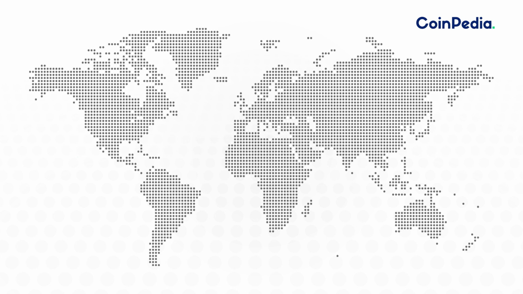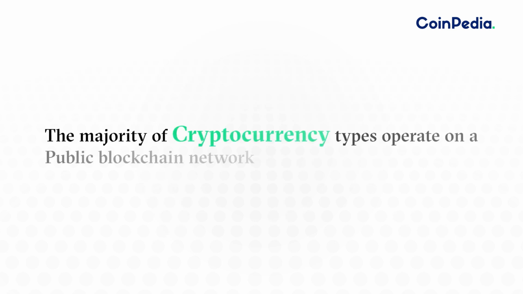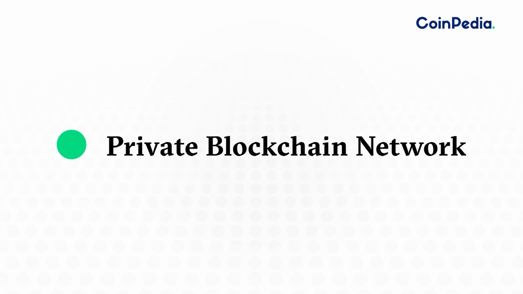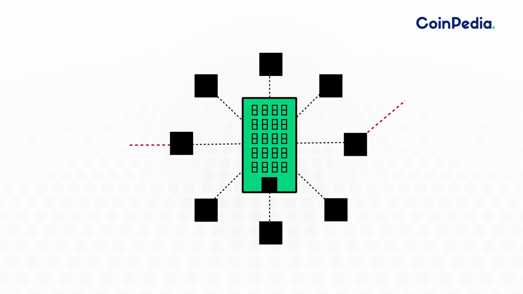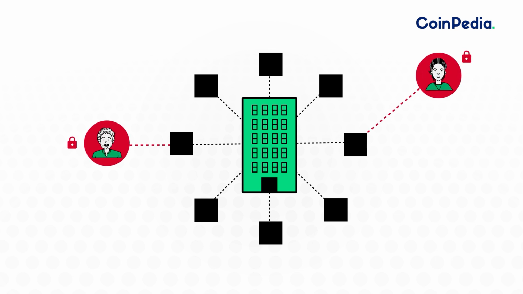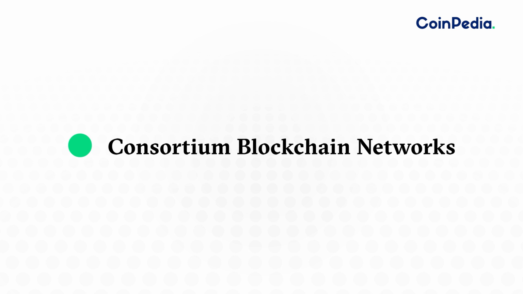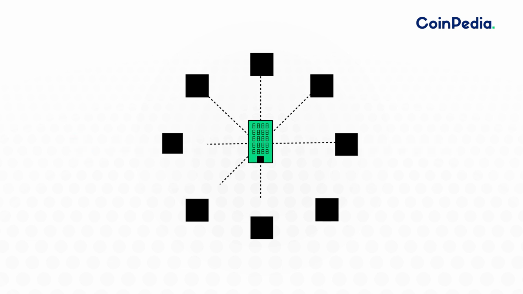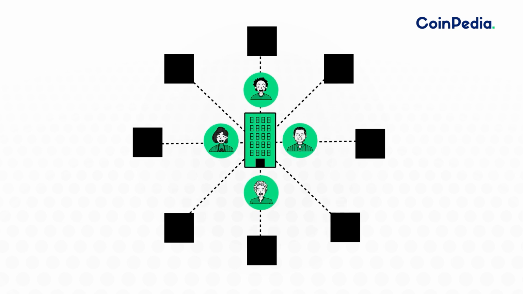A permission-free or public blockchain is one in which anyone can be a part of the network without limitations. The majority of cryptocurrency types operate on a public blockchain network. Permissioned or private blockchain networks allow organizations to form limitations on who has access to the blockchain's information. Only users with permissions can access certain sets of information. Consortium or federated blockchain networks: a blockchain network in which the consensus procedure is tightly controlled by a set of pre-selected nodes, or miners, or by a selected number of stakeholders.